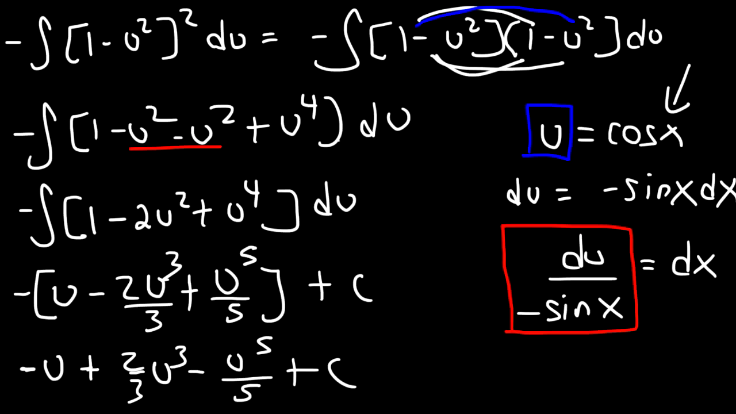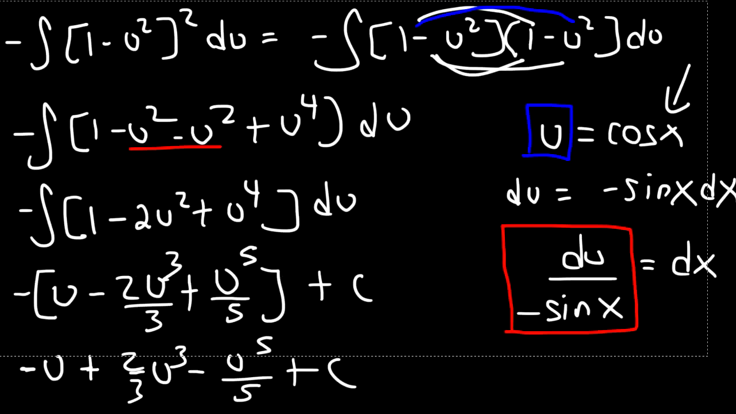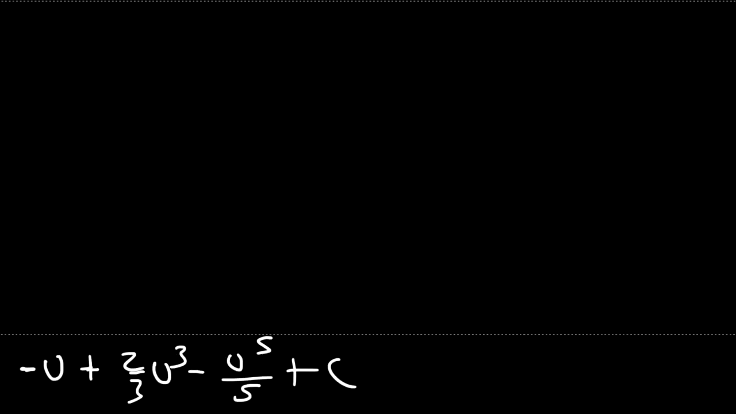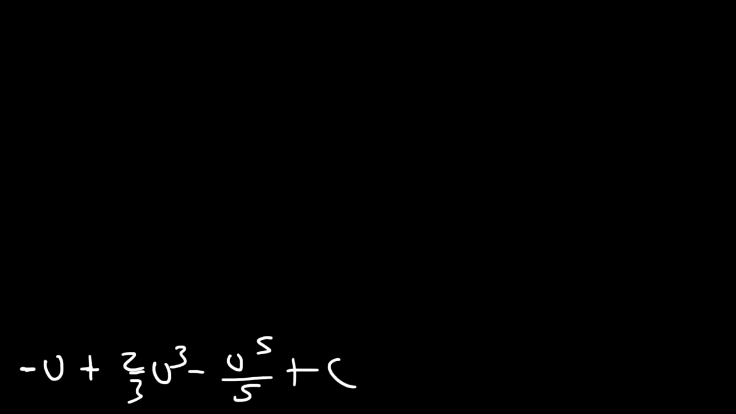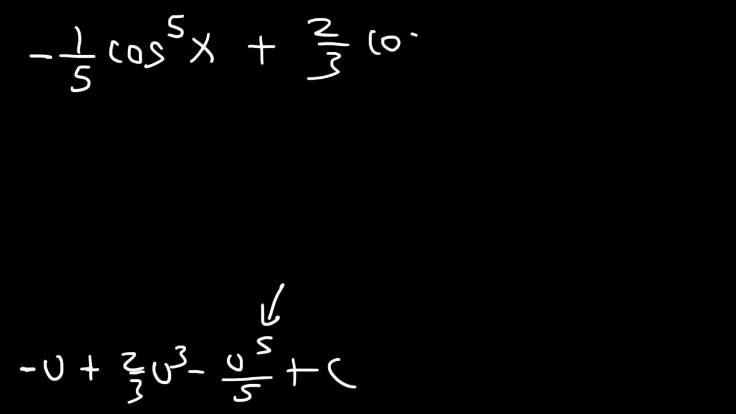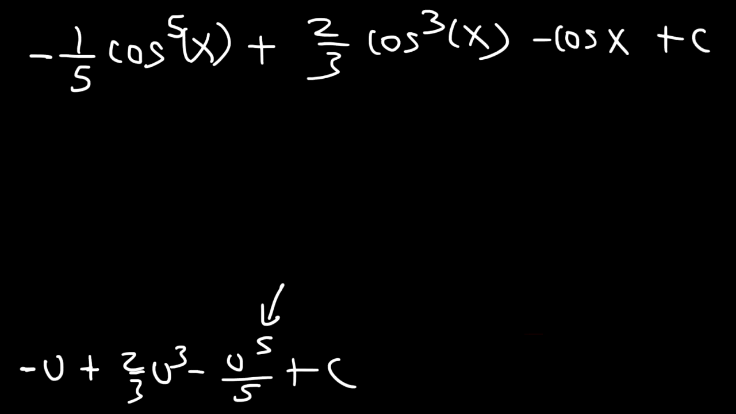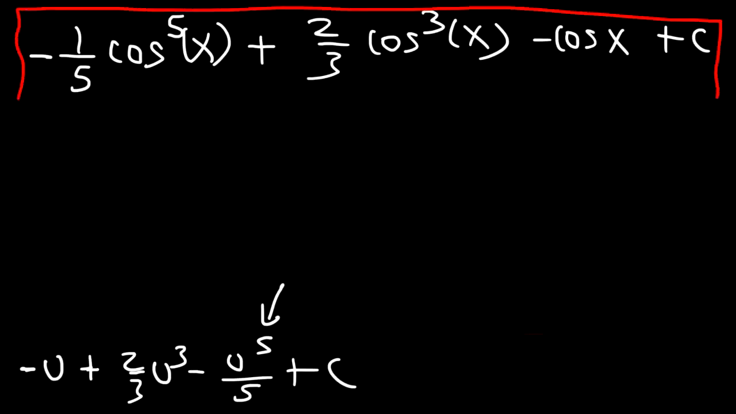Now let's replace u with cosine x. And let's write the expression in standard form, starting from the highest exponents. So it's going to be negative 1 over 5, starting with this one, times cosine to the fifth power of x plus 2/3 cosine to the third power of x, and then minus cosine x plus c. So this is the final answer. This is the integral of sine raised to the fifth power.